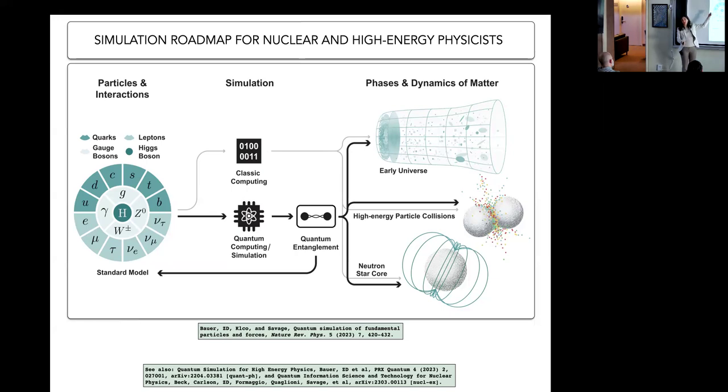We've made quite a bit of progress with classical computing, but unfortunately not quite a lot, because these are very hard problems. So that's why we think quantum simulation can eventually, hopefully, enable this program. And we are going to use quantum entanglement and quantum coherence to be able to speed up these computations.